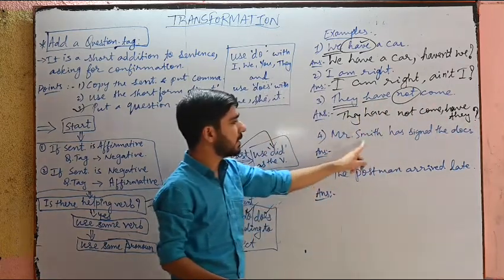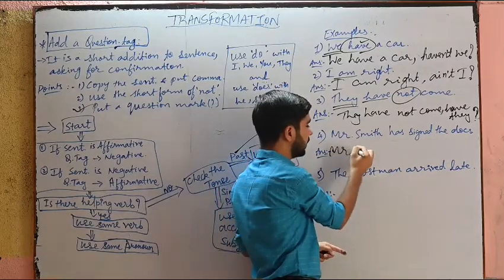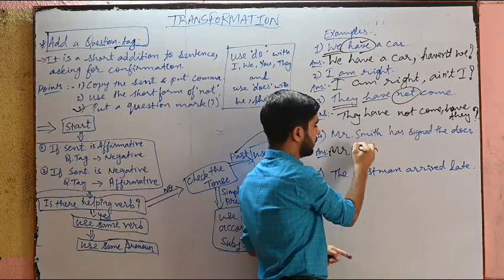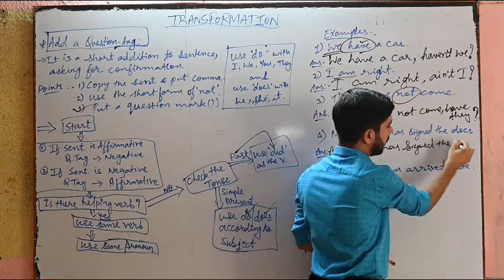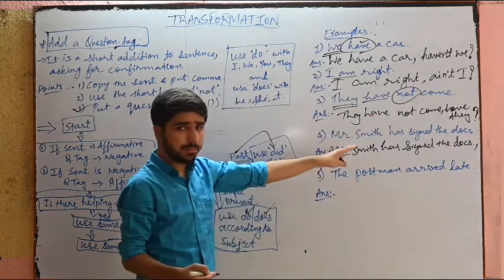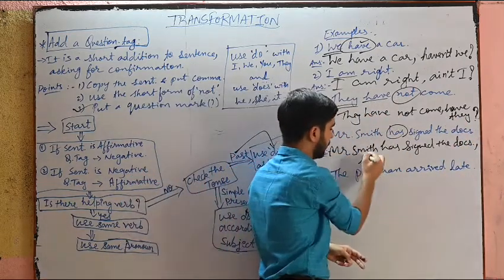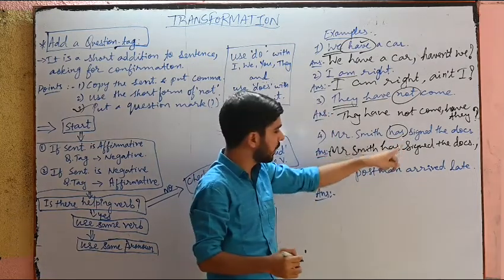Now, Mr. Smith has signed the documents. So, copy the sentence. Mr. Smith has signed the documents. Put a comma. Is there any helping verb? Yes. Has. Hasn't. Why? Because not is missing. So, we have to add not.